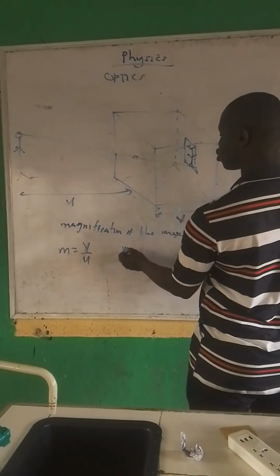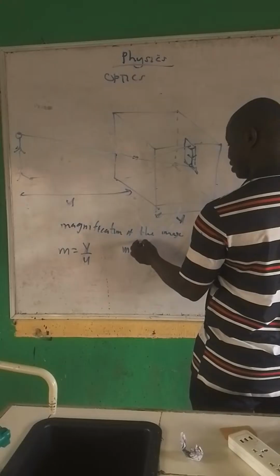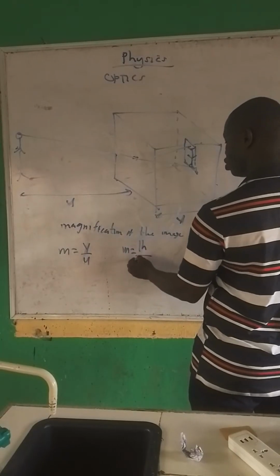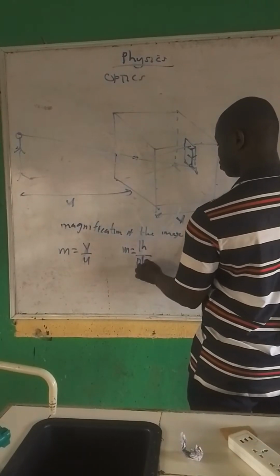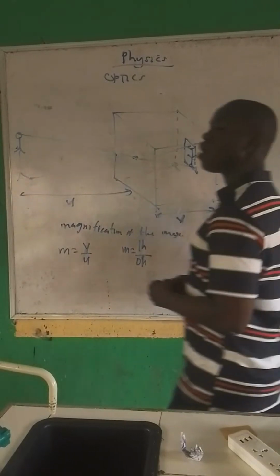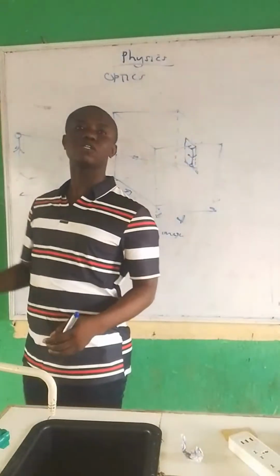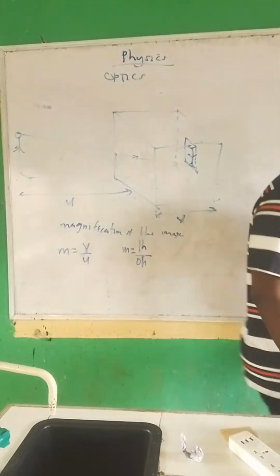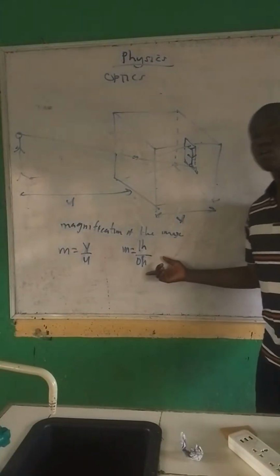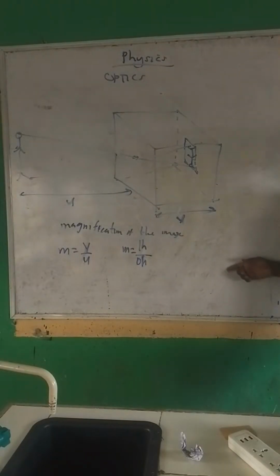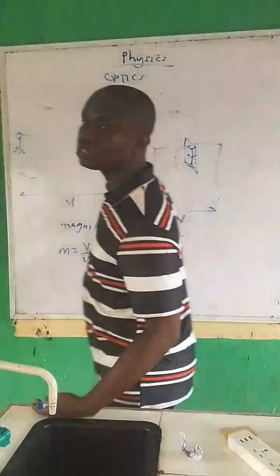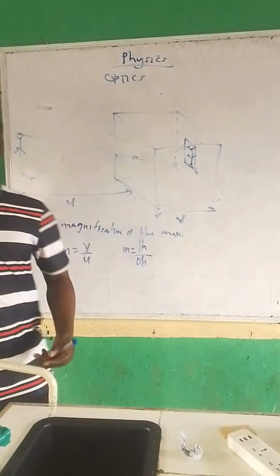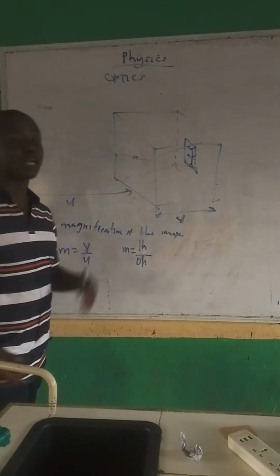Also, magnification is the image height all over the object height. That is the height of the image divided by the height of the object. That is what we call the magnification. In some questions, they tell you the size of the image or size of the object. All of them are in terms of the height.